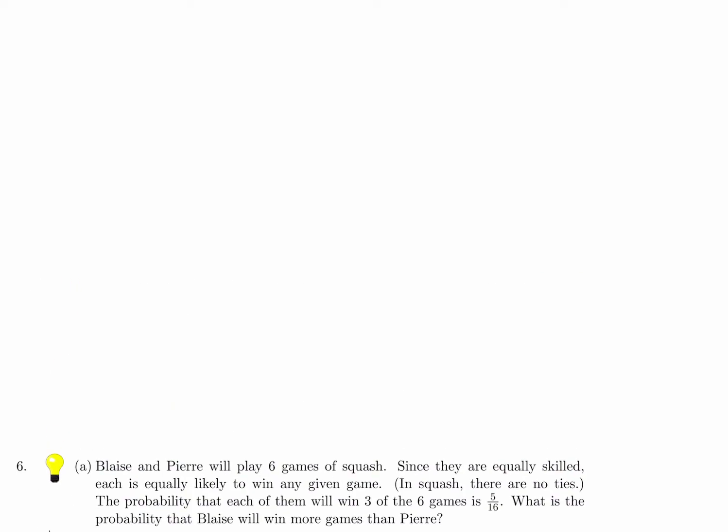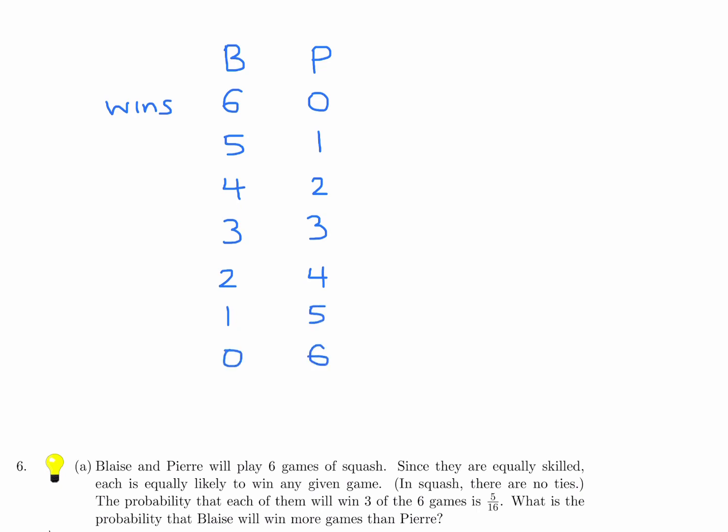Well, we have Blaise and Pierre, and let's say we are making a table with the number of wins. There's 6 games, so we can either have 6 and 0, 5 and 1, 4 and 2, 3 and 3, and then of course the other ones that are the exact opposite: 2 and 4, 1 and 5, and 0 and 6. Now, they tell me that this is a probability of 5 over 16, where each of them wins 3 games.